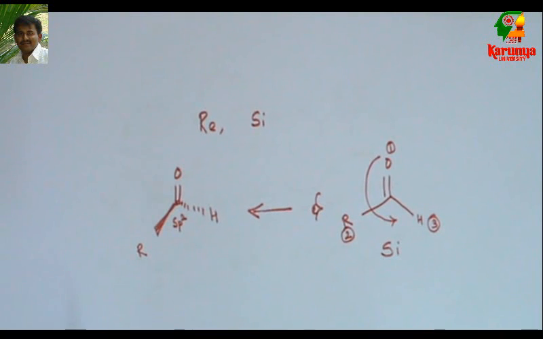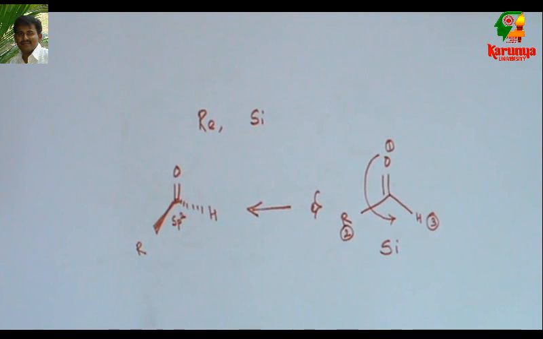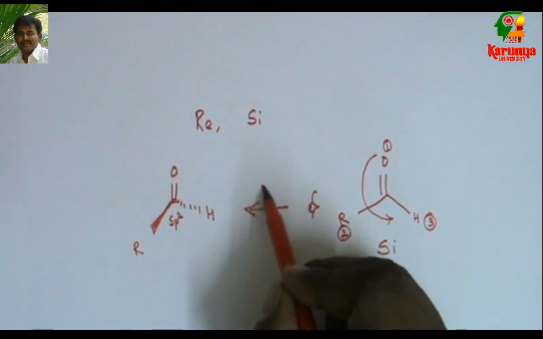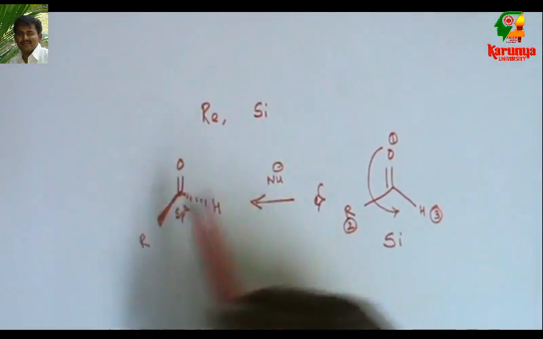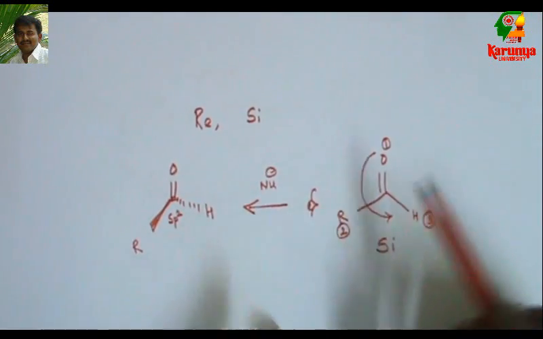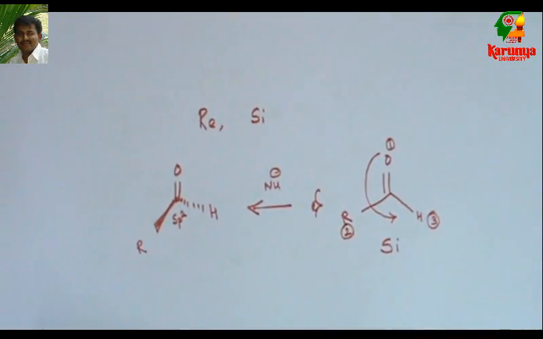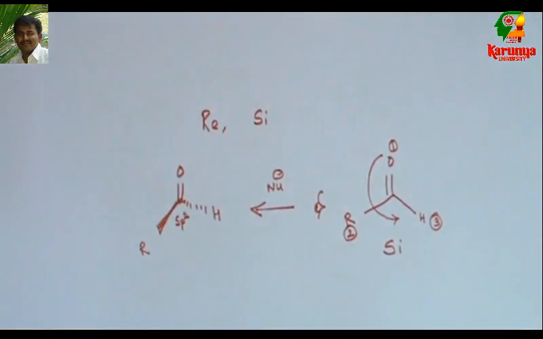Don't confuse with R and S. This Si is used for a trigonal carbon, and this is not optically active. But if you give S configuration, that compound is optically active. So if the nucleophile attacks the aldehyde from this side, we call it Si face attack. So this face is the Si face.